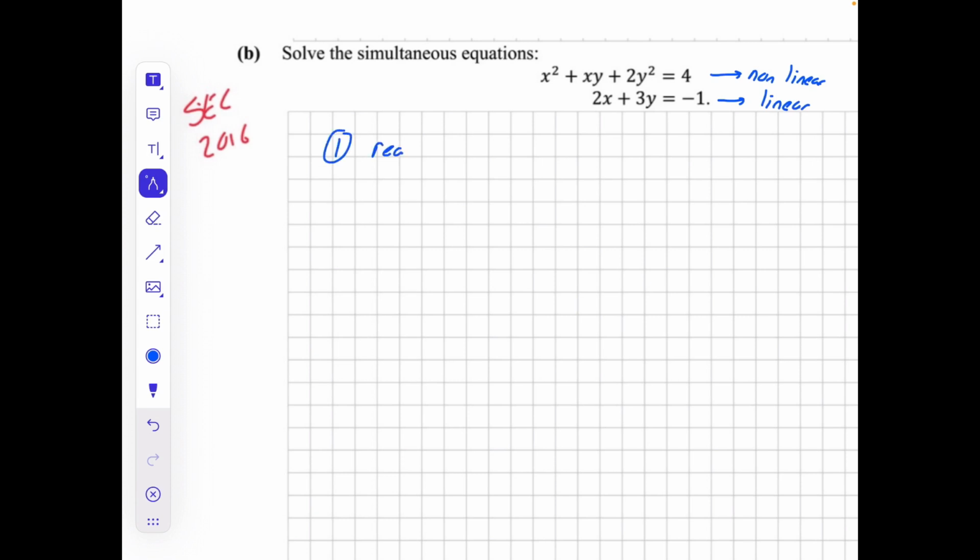So step 1, we're going to rearrange the linear. My linear is 2x plus 3y is equal to minus 1. I need to choose to get x or y on its own. I'm just going to go with x on its own. So I need to subtract 3y from both sides. So I'm left with 2x is equal to minus 1 minus 3y. I don't want 2x, I just want x. So I need to divide everything by 2.